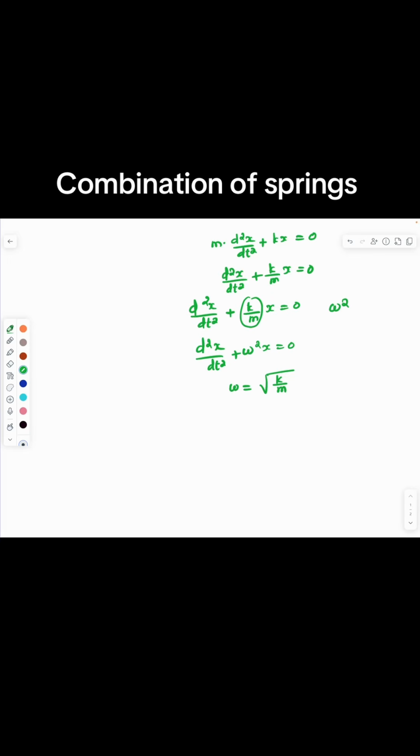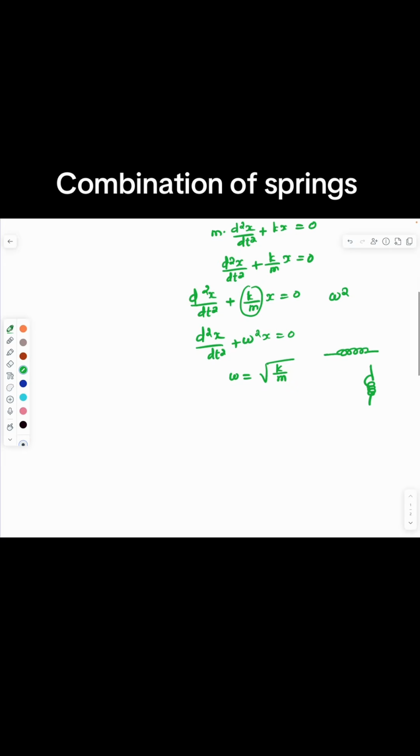So it looks exactly like if the spring is in a horizontal plane, or in a vertical plane, or an inclined plane, the time period T will be 2 pi over omega. That will be 2 pi into square root of m over k. So that does not change. The time period, whatever the orientation, does not change.